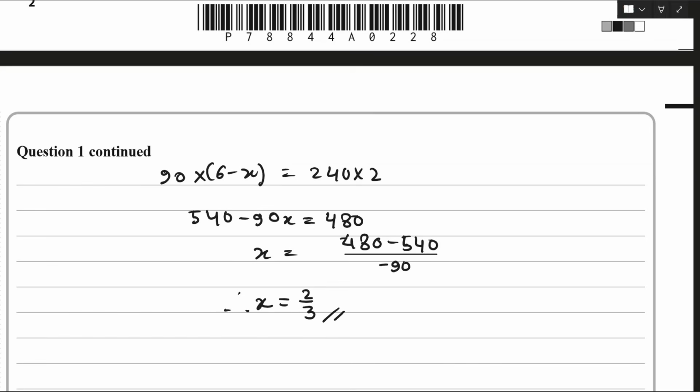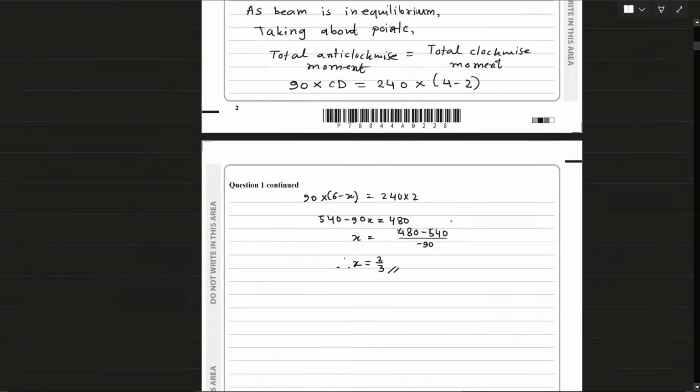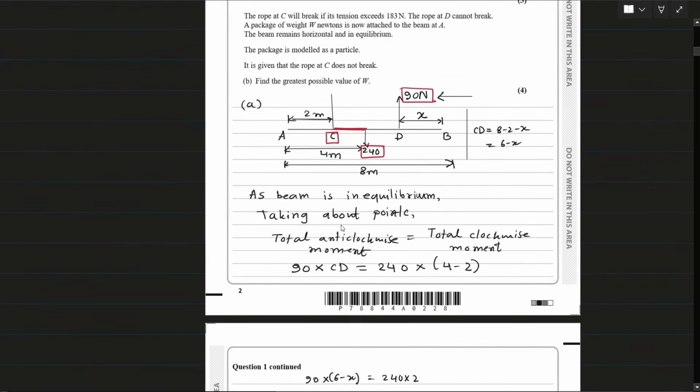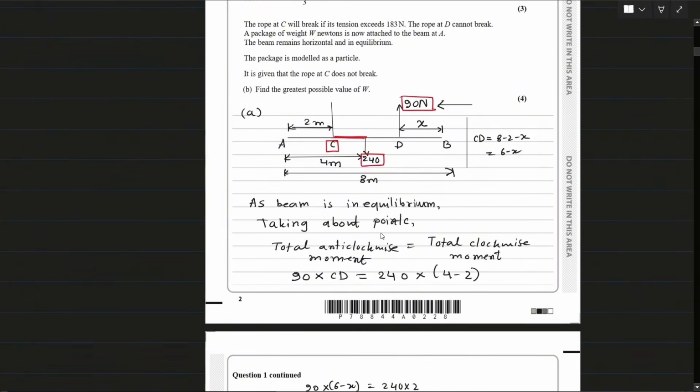So we have shown this. For part A, we have shown that x is equal to 2 by 3. And this is the answer to our part A. We can now move on to part B.